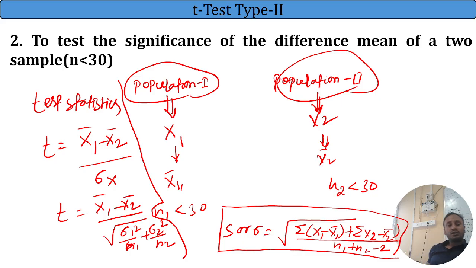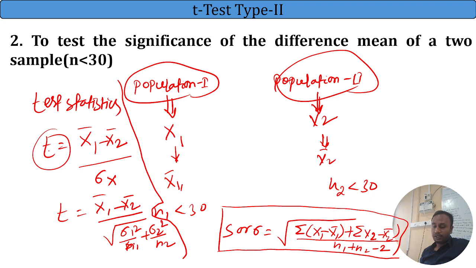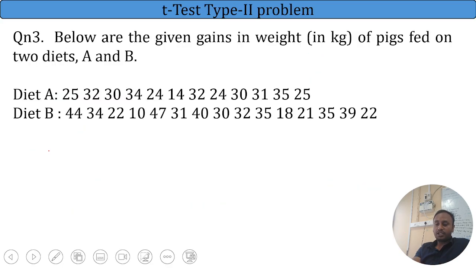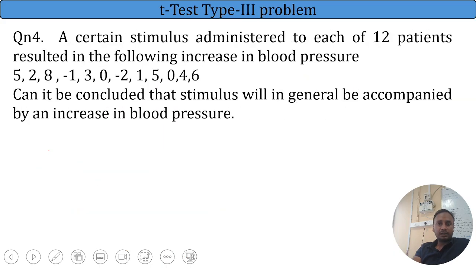Once you calculate the t value, the procedure will be the same. First, we set the hypothesis: what will be the null hypothesis, and then what is the alternative hypothesis. Then we calculate the t, the test statistic. Then we get the value from the table. Then we compare and make the decision. So based upon that, we have the one value.